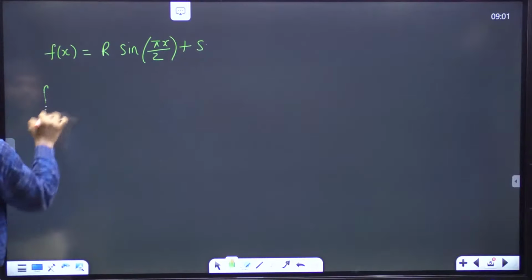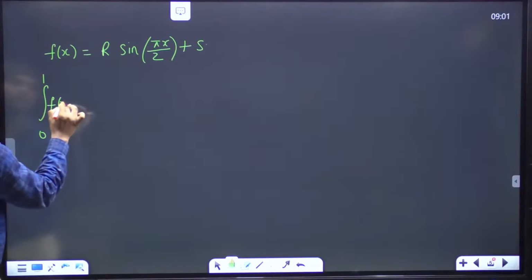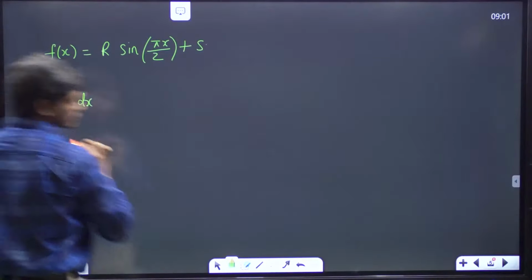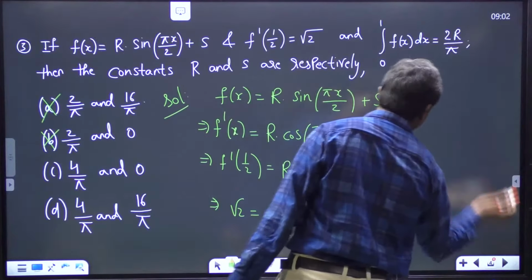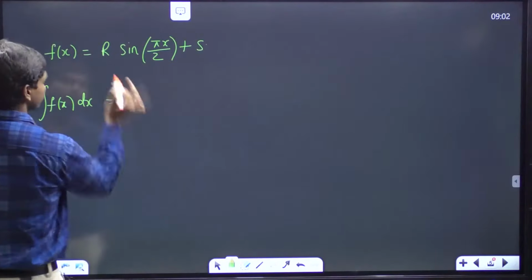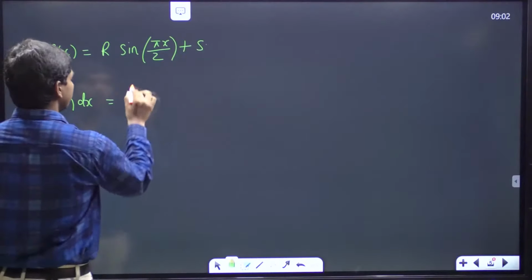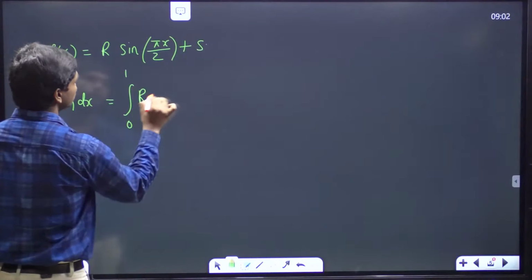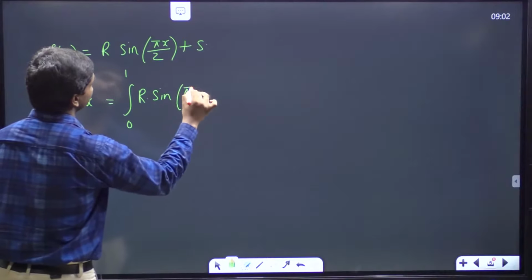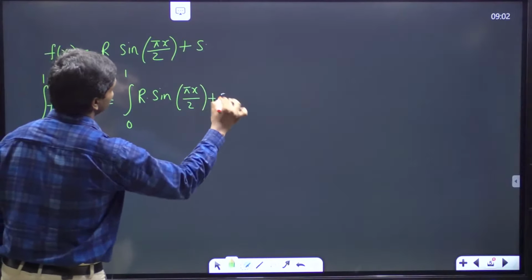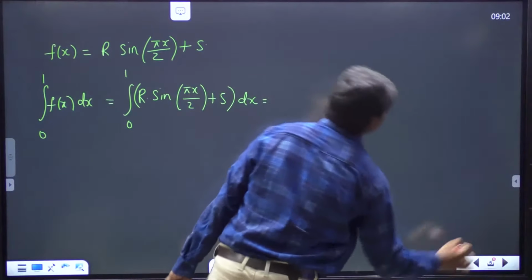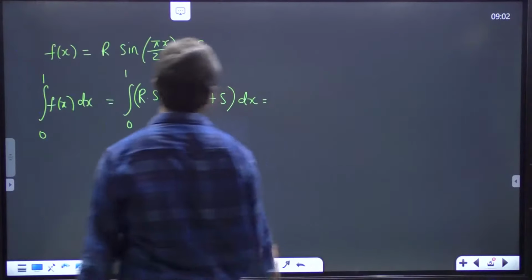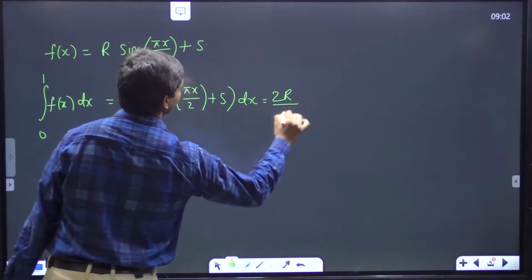Correct? So let me integrate f of x dx from 0 to 1, because the value of this function when integrated between 0 to 1 is given here, which is 2R by pi. So let us do that. Integrating this function, the integral from 0 to 1 of R sin(pi x by 2) plus S x dx is equal to, what's the value given here? 2R by pi. So 2R by pi.